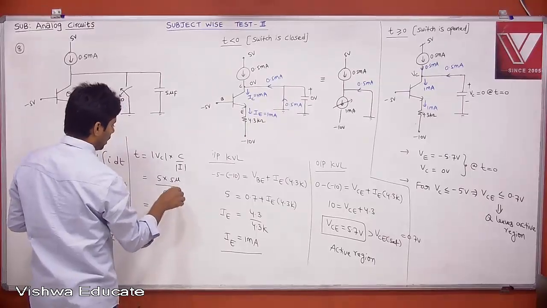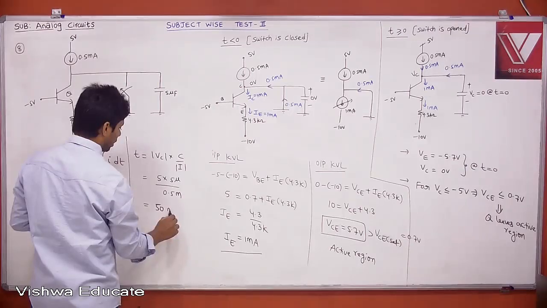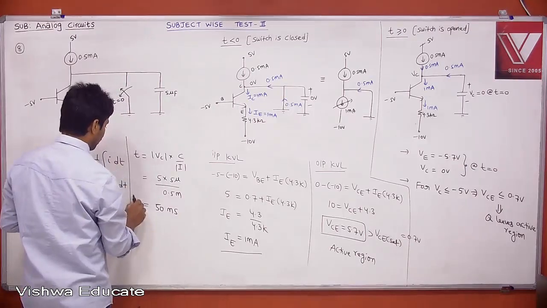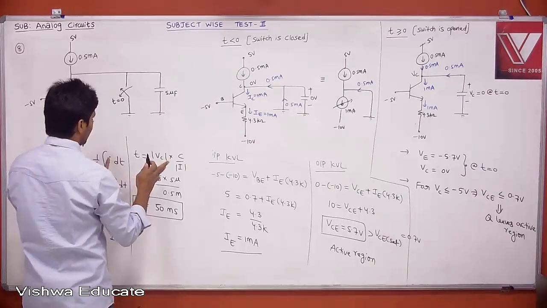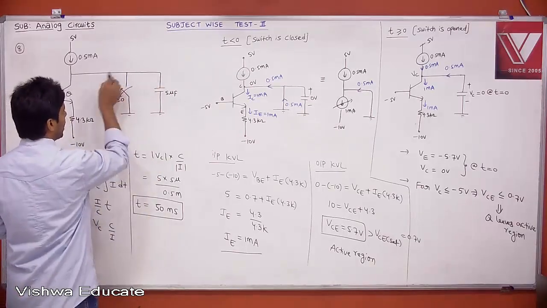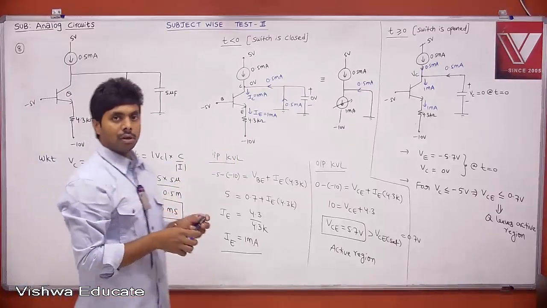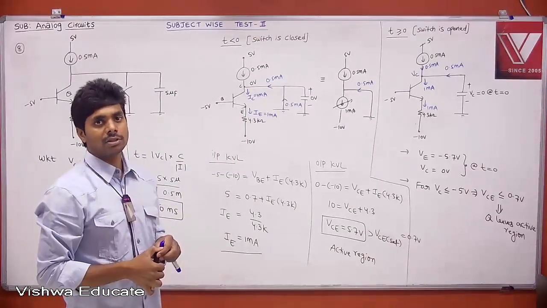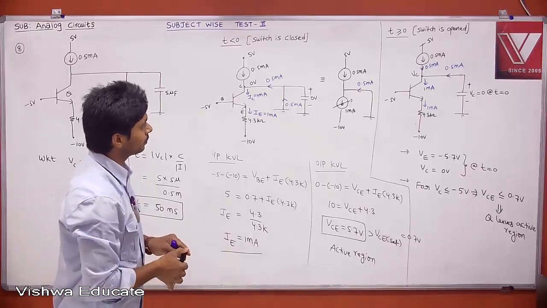Therefore, micro, kilo, milli is 50 millisecond. If you calculate, you will get 50 millisecond. Therefore, the moment you open the switch, within 50 millisecond, this voltage will go from 0 to -5. Then VCE will be less than or equal to VCE sat, then it will enter into saturation region. It leaves active region.